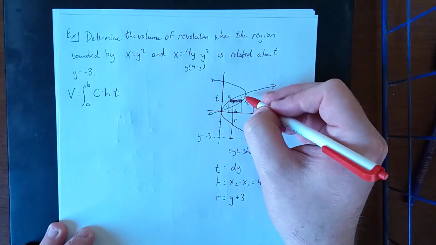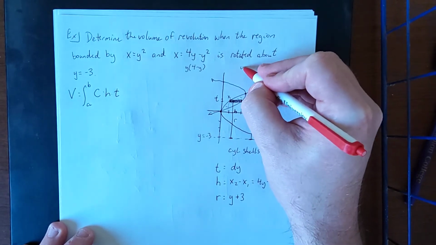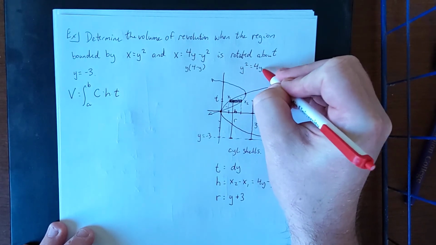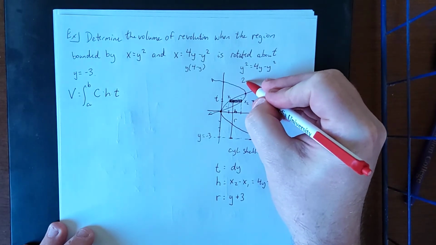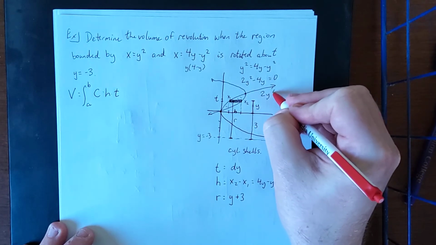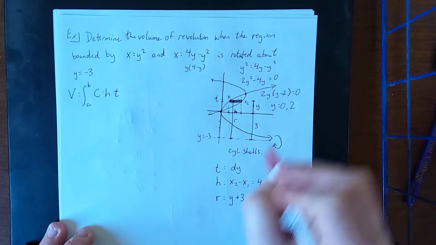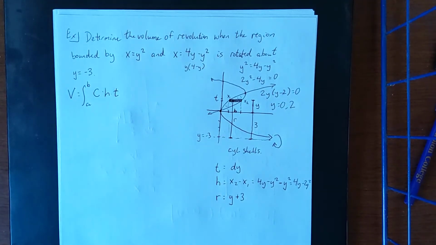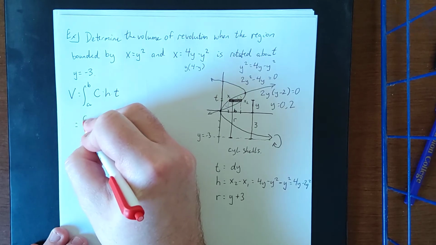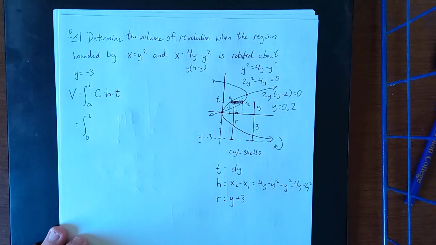Now, as far as bounds are concerned, we would want to figure out the 2 points of intersection for this. So if we were to set y squared equal to 4y minus y squared, add y squared and subtract 4y from both sides, and then factor as much as possible, we would be able to see that our 2 bounds on this are going to be y equals 0 and y equals 2. This time we're not going from intercept to intercept due to the fact that we have 2 functions and they have points of intersection. As such, we are going to see the definite integral from 0 to 2.